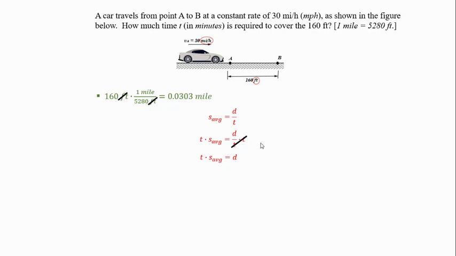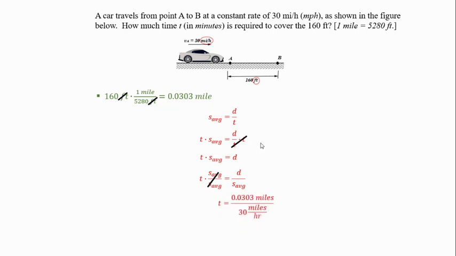So t times average speed is equal to distance. But because you want to solve for t, you have to get rid of average speed. So to do that, you would just simply divide both sides by average speed. You want to divide because that's the opposite operation of multiply. So average speed on the left side will cancel out, or just reduce down to 1. And then you would do the same on the right side. So time is equal to distance divided by average speed.